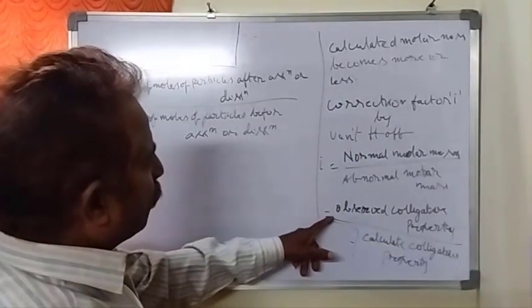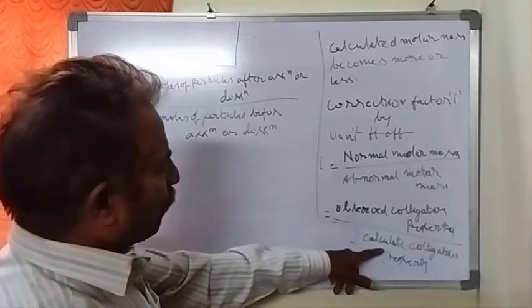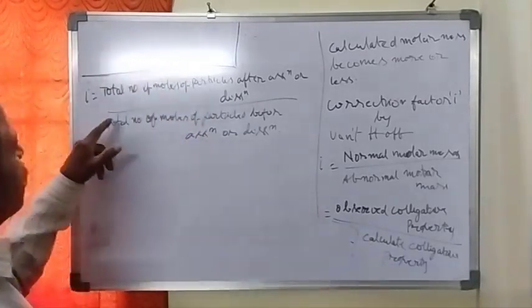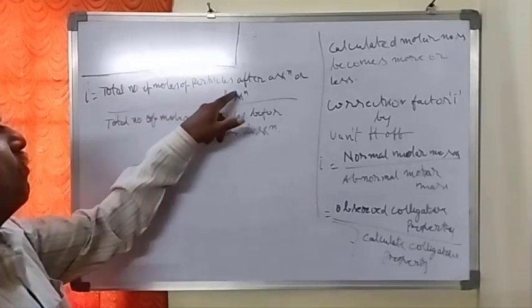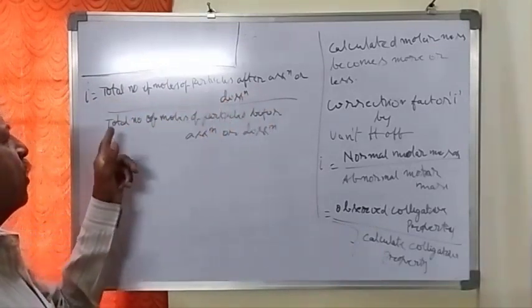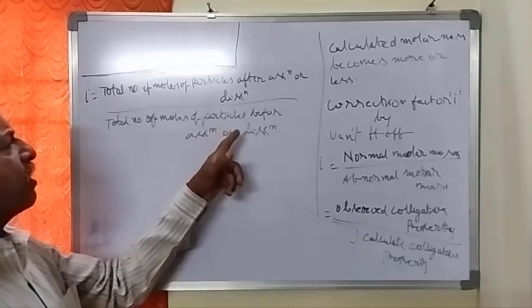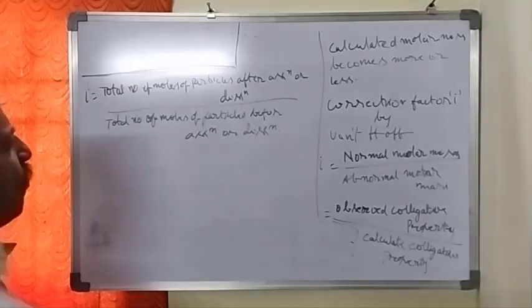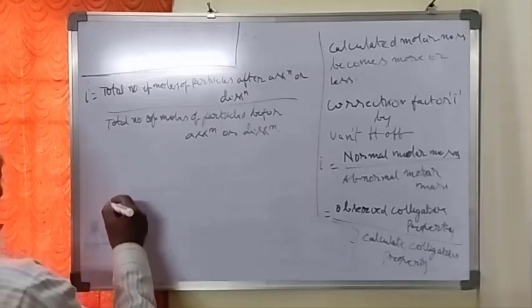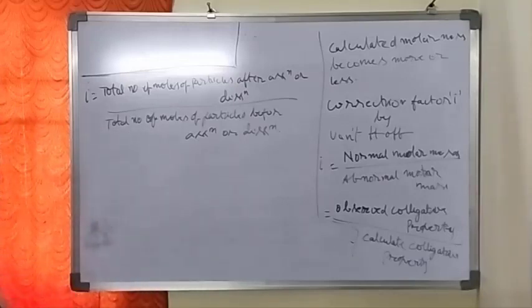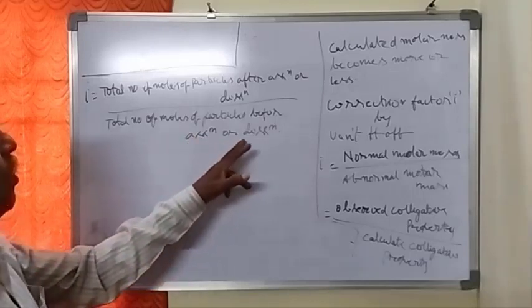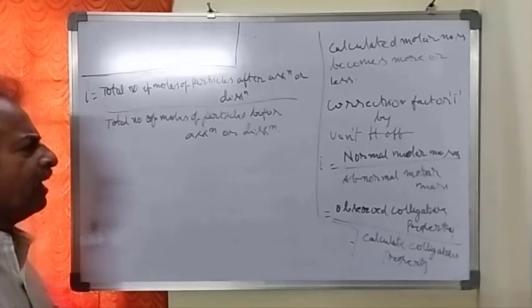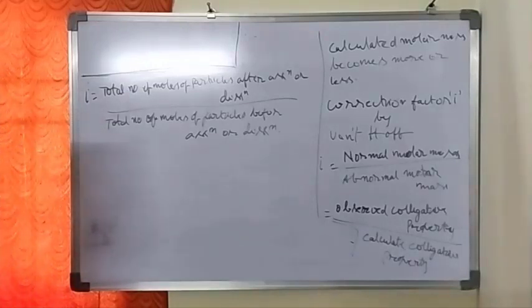So here, the observed colligative property by calculated colligative property is equal to the total number of moles of particles after association or dissociation by the total number of moles of particles before association or dissociation. Here the abnormal molar mass is calculated experimentally, whereas the calculated colligative property is obtained by assuming the non-volatile solute is neither associated nor dissociated.